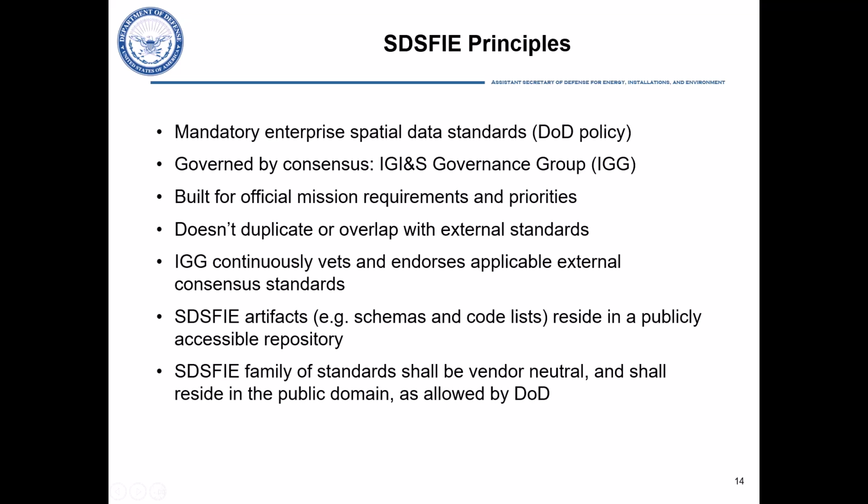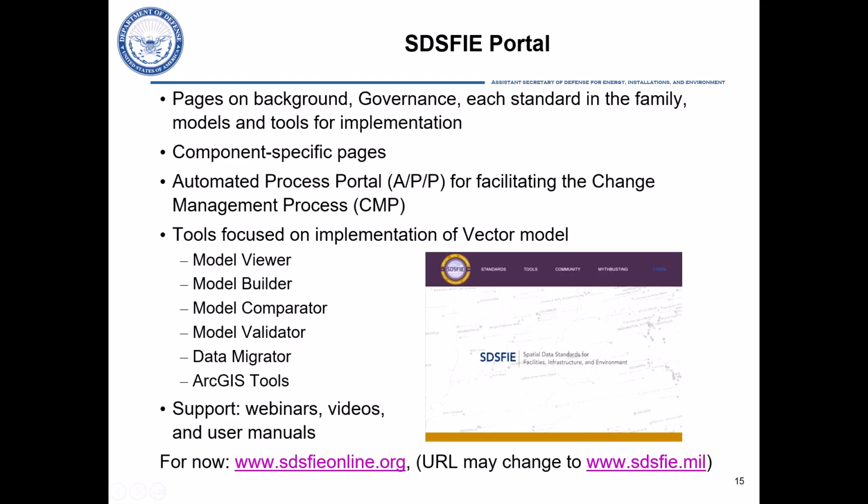Next, we will take a brief look at the SDSFIE portal and the tools that provide access to the standards and their implementation. The SDSFIE portal contains a set of resources that include web pages that provide background, governance, standard-specific information, and component-specific content, access to the Automated Process Portal, or APP, which is the online system that facilitates the change management process, or CMP, access to support resources, such as recorded webinars, training videos, and user manuals, and access to the suite of SDSFIE tools, most of which focus on the implementation of data models that are compliant to the vector standard, and in some cases the metadata standard.